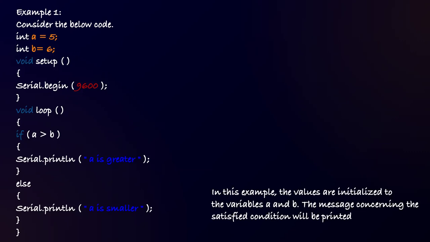If a is greater than b, print a is greater. Else if a is smaller than b, print a is smaller. Else, print a equal to b, like that. But you can reverse it. Understood? So we would have got three conditions: once where a is greater, once where a is equal to b, and the other where a is smaller. Okay. I hope you have understood this.